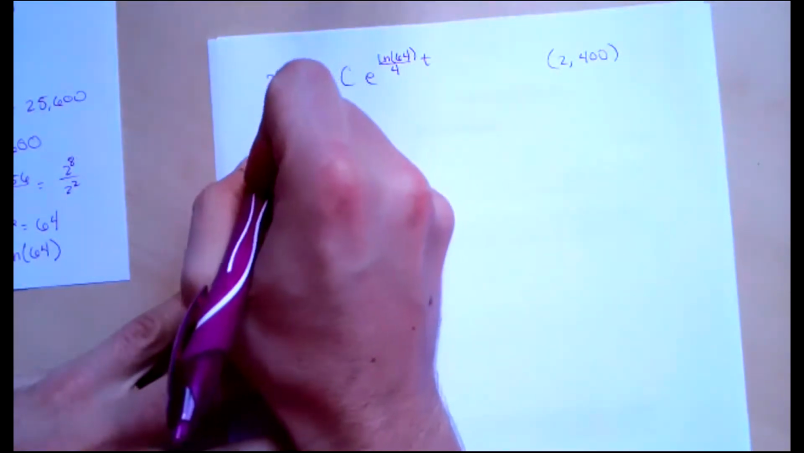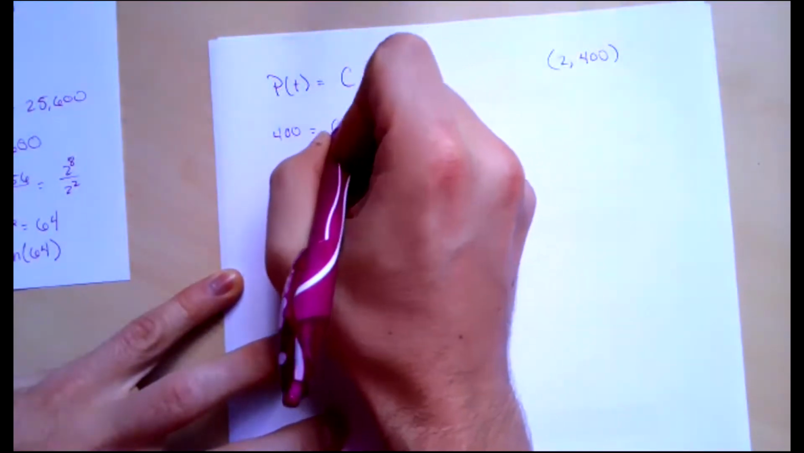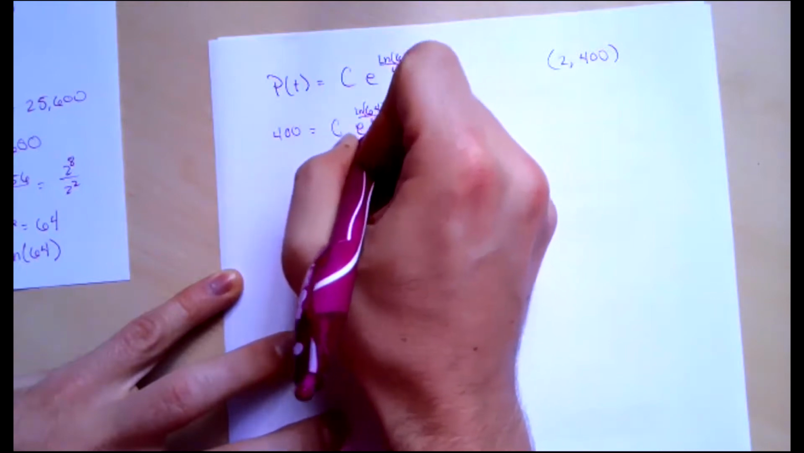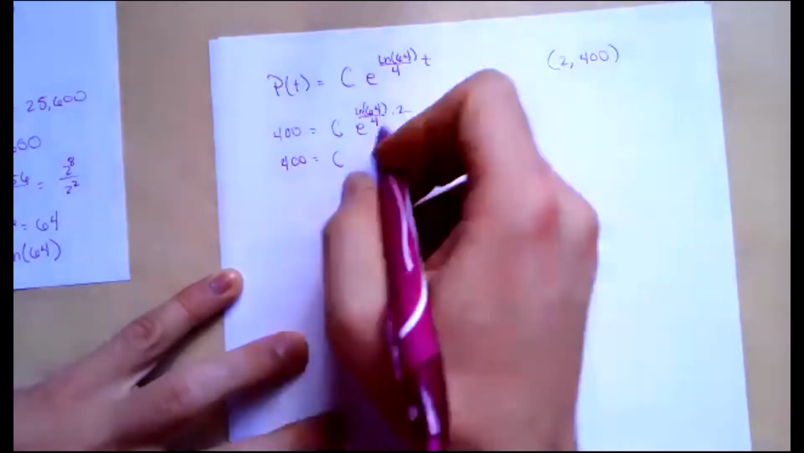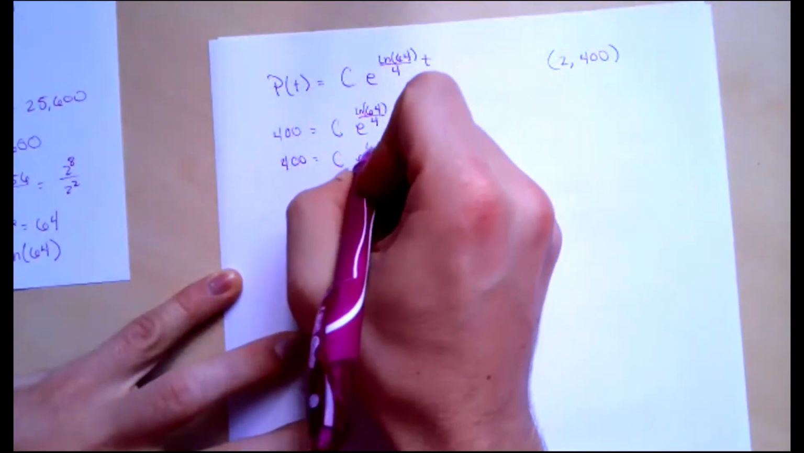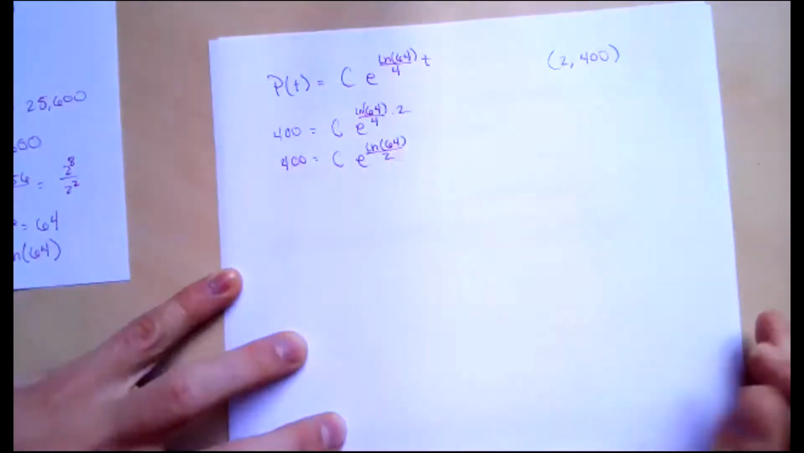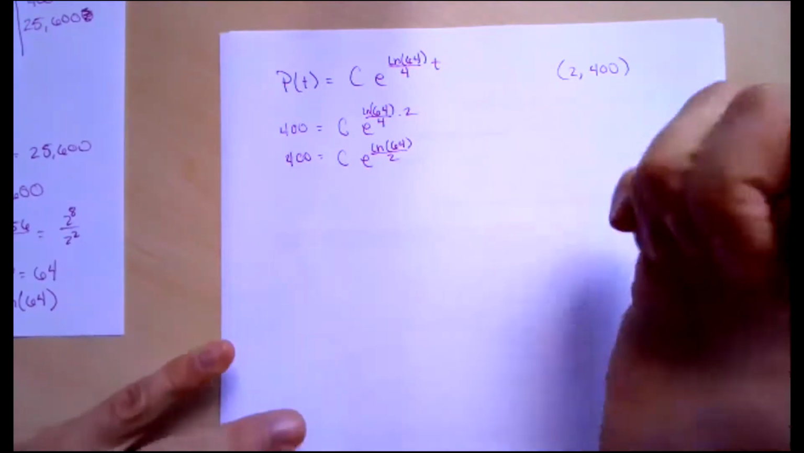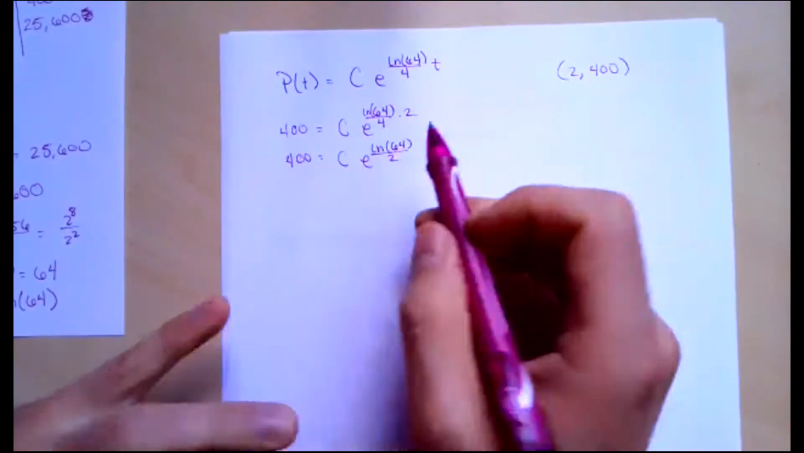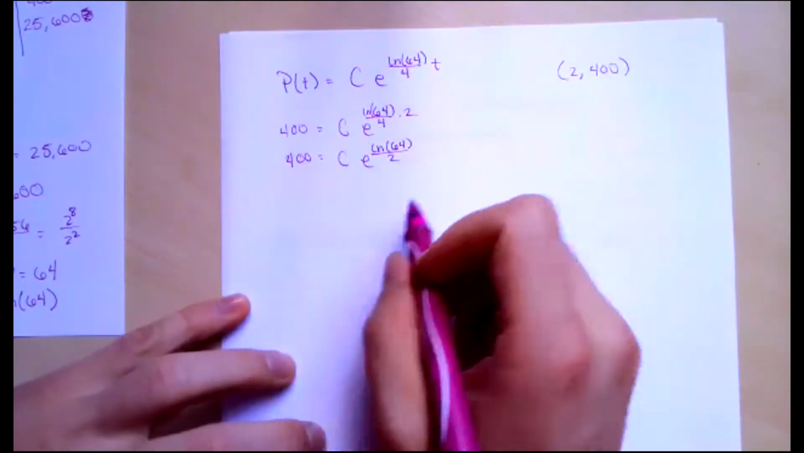So I know that 400 is equal to c times e to the natural log of 64 over 4, and then t was 2 there. And so we get 400 is c e to the natural log of 64 over 2. And this one, nicely enough, they gave us nice enough numbers that are all powers of 2. We can solve this by hand. If you want to solve it by calculator, try not to if you can, but if you need to, I think some of the numbers aren't going to work out nicely.